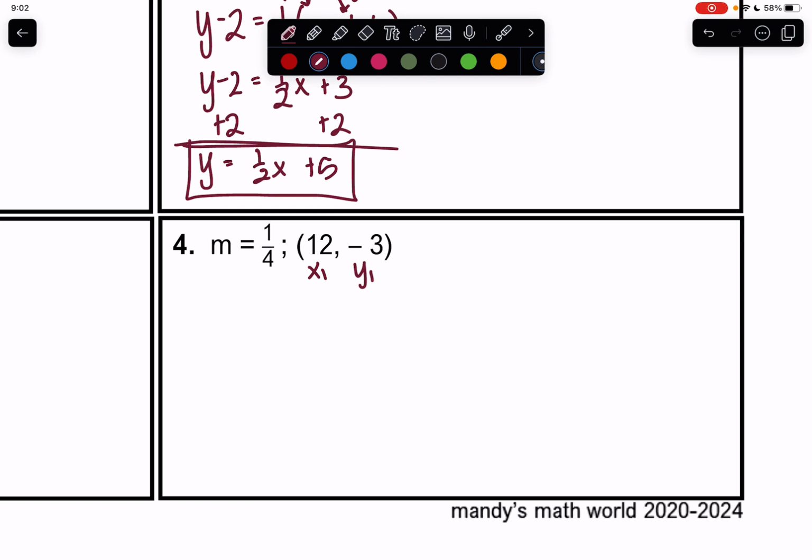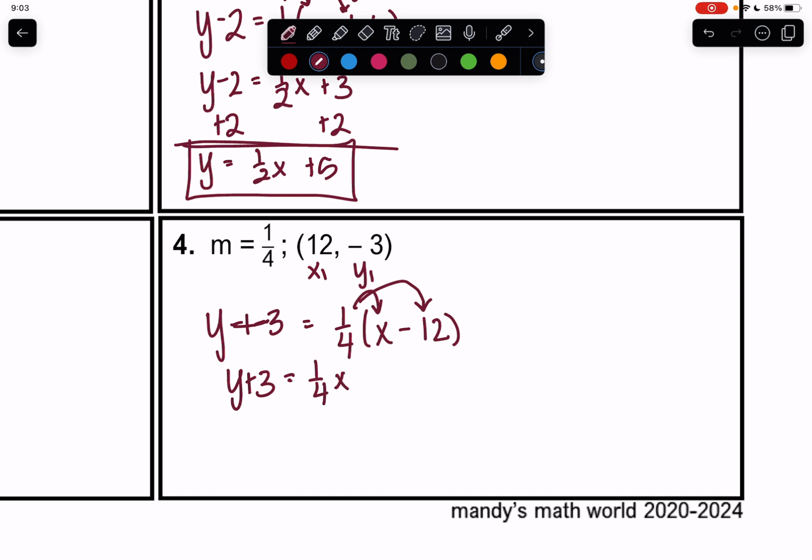Okay. So then let's go ahead and start this last one. So we have y minus, my y1 is negative 3. It doesn't matter. This time I had the negative right here. That's okay. Still a minus in the formula, and we have that extra negative. That's equal to m. M is 1/4 times x minus, my x1 is 12. And so this turns into a positive. So this is really y plus 3 equals, and then I can distribute.